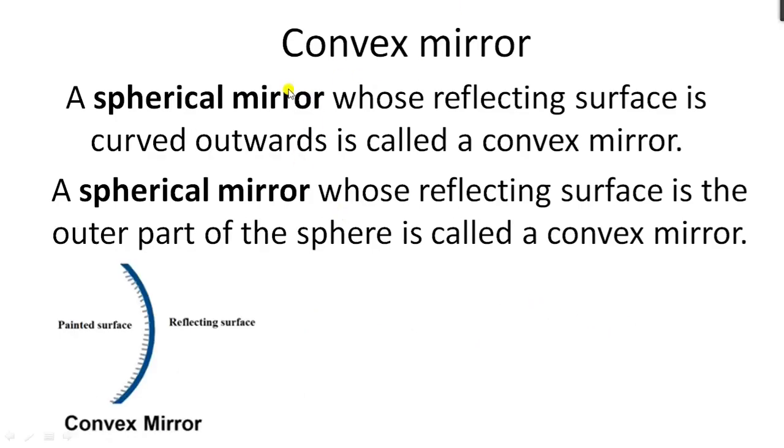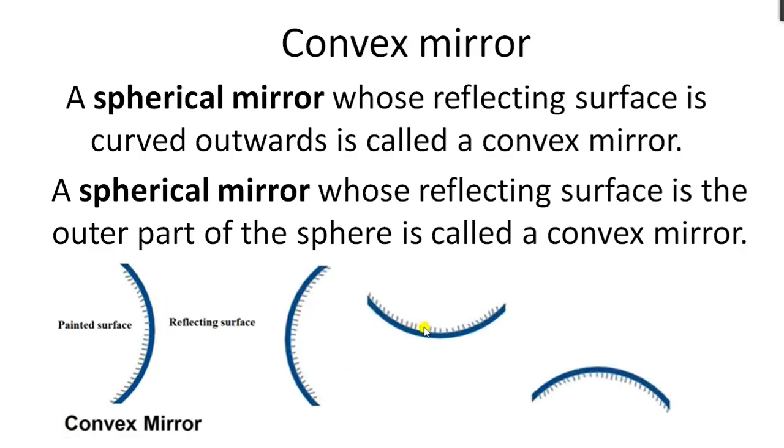And convex mirror is a mirror whose reflecting surface is curved outward, or another definition is spherical mirror whose reflecting surface is outer part of the sphere. Out here you can see this part is the reflecting part and this side is the painted part. So reflecting part is curved outward. Again, these are the different convex mirror. For this mirror the reflecting part is curved outward, and for this also the reflecting part is curved outward, and for this also reflecting part is curved outward.